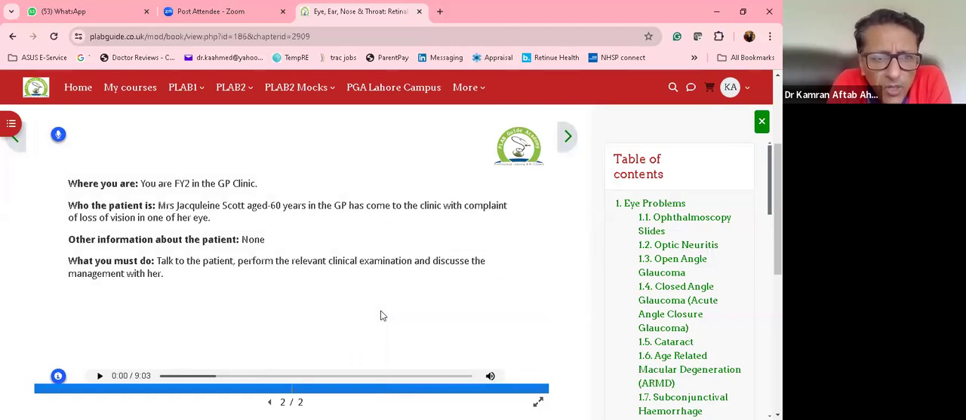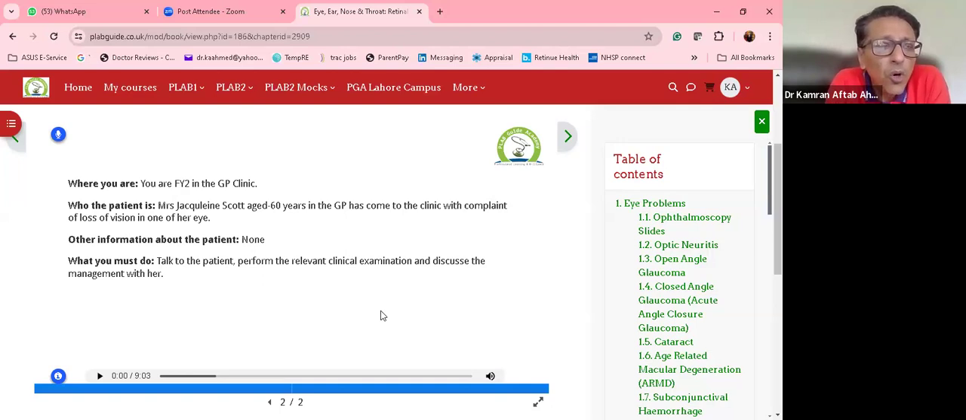So now it says that you are foundation year two in the GP setting, and a 60-year-old patient has come to you with a complaint of loss of vision in one eye. Usually these patients go to A&E, but sometimes they can come to the GP as well. You need to bear in mind that retinal detachment can go to A&E as well. So there will be sudden loss of vision in one eye, not bilateral. If it is bilateral, think of something else.